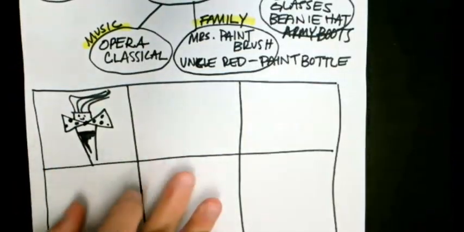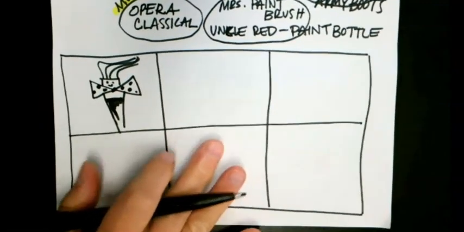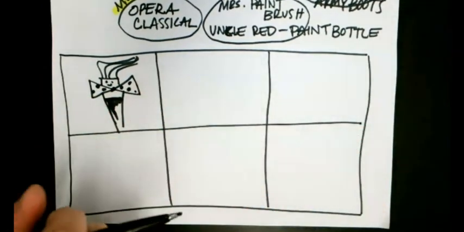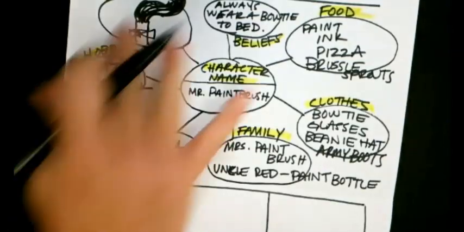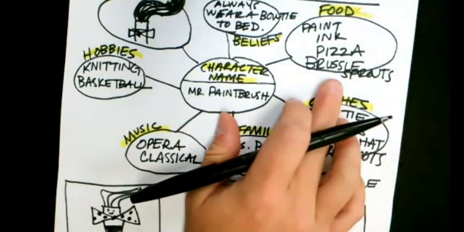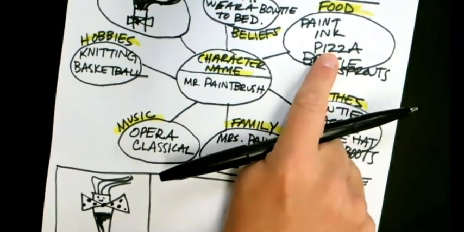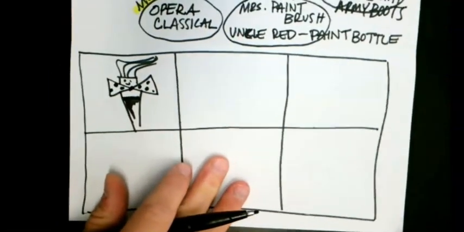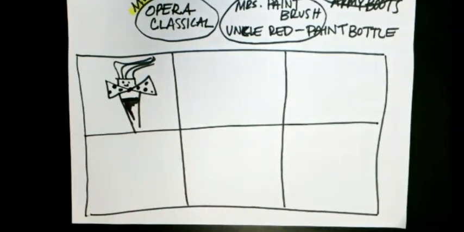So what I want you to do is fill in each one of these boxes with this character and one of the things up here. You're not going to have enough room for all of this, but the next one I might make is him eating pizza or ordering pizza, right? Okay? So this is just going to help you develop your character.